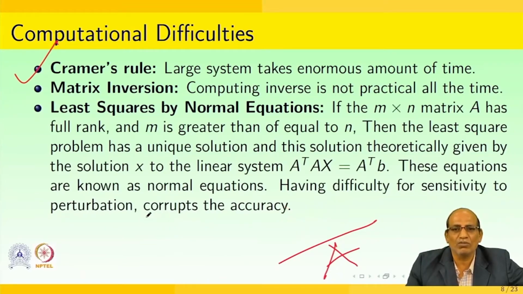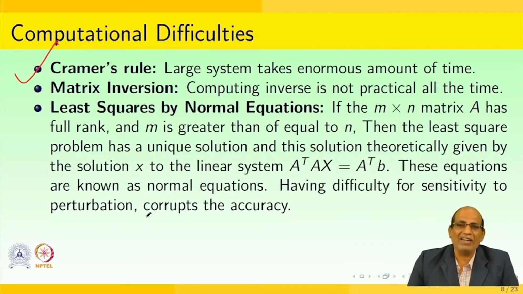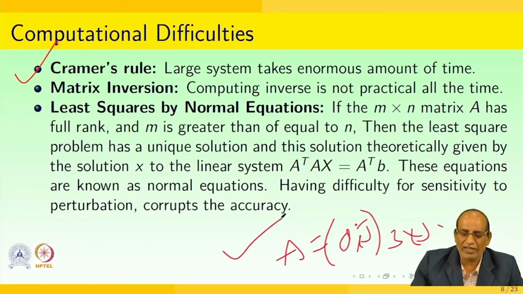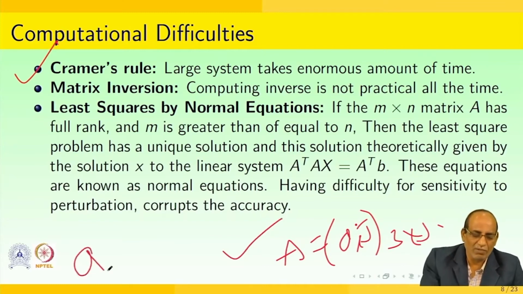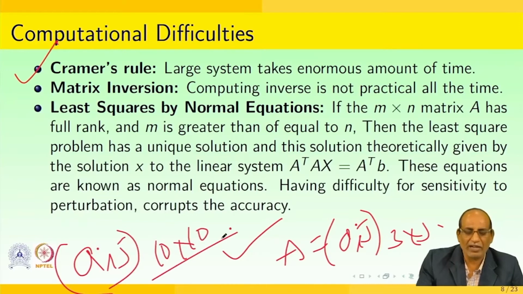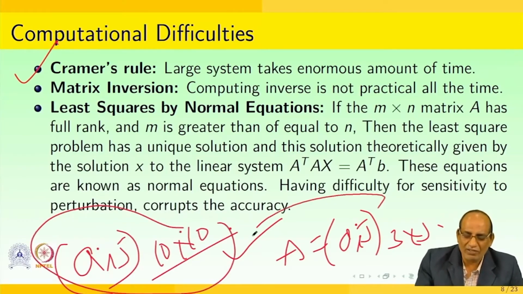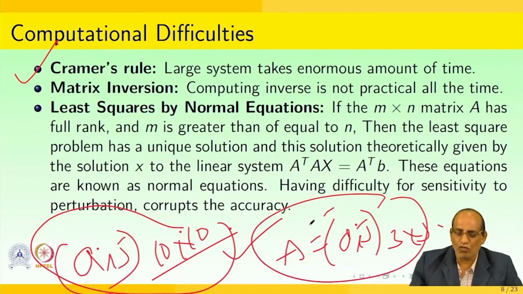The other method which you have done at the elementary level is the matrix inversion method. Computing the inverse is not practical all the time. For example, if A is a 3 by 3 matrix, I can find the inverse. If Aij is a 10 by 10 matrix, I can also find the inverse of this matrix. How can I find it? I can find the inverse by using cofactors. So I need to write cofactors.